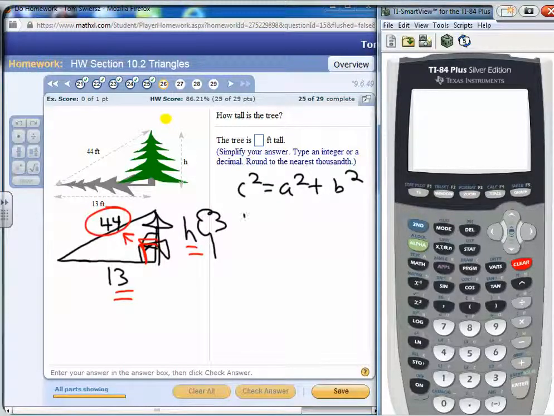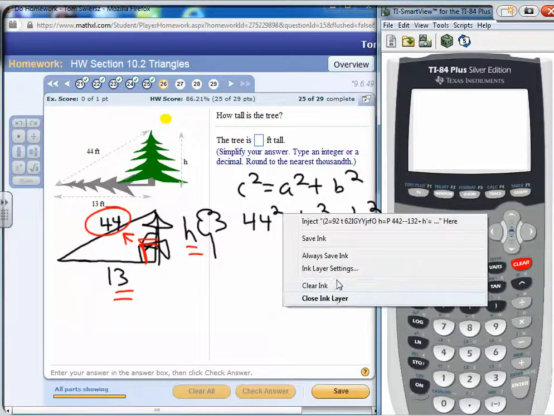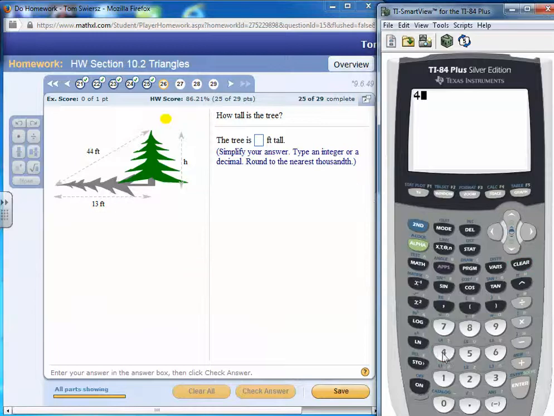The hypotenuse is 44 squared is equal to 13 squared plus, I called this height. Again, it doesn't matter what you use for your variable, a, b, h for height. Okay, all right, anyway, I know 13 squared is 169. But 44 squared, I don't know what that is, so I'll go ahead and do that on the calculator.